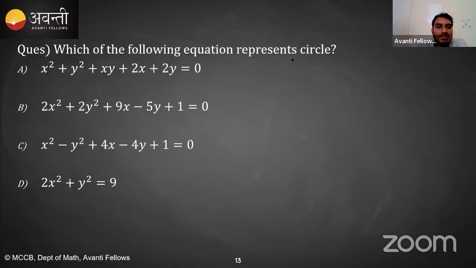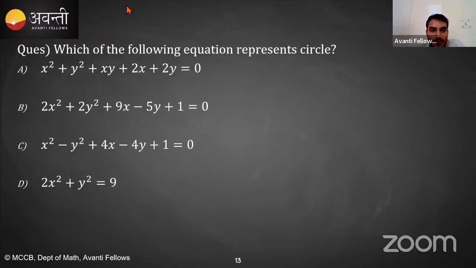First is, which of the following represents a circle? Everybody, please tell me in the chat box. Everyone, tell me in the chat box which of the following A, B, C, D will represent a circle. Okay, I'm giving you 1 minute. Tell me quickly in the chat box which of the following will represent a circle. Everyone, write down in the comment section.